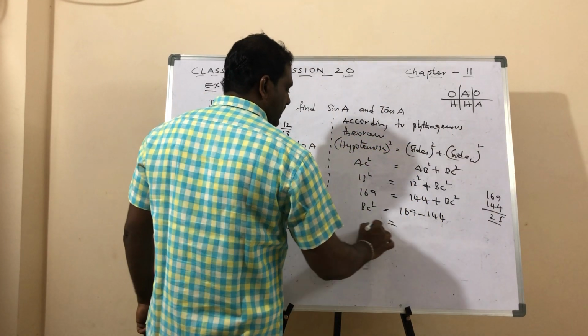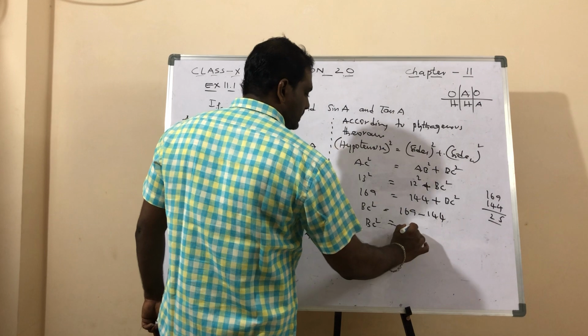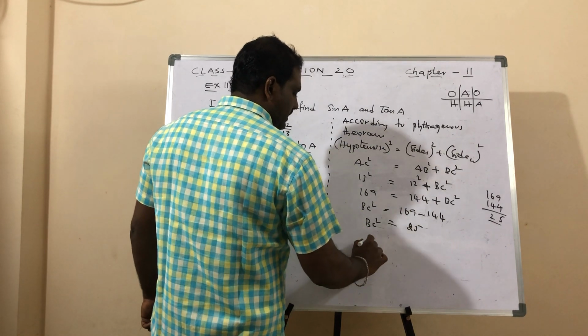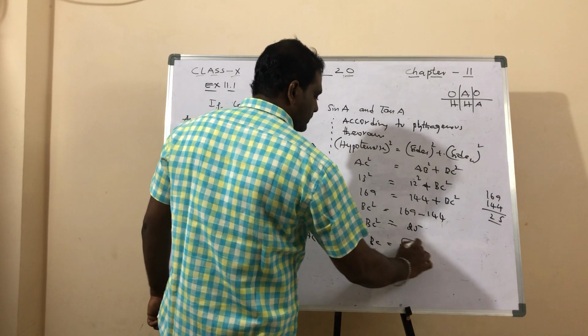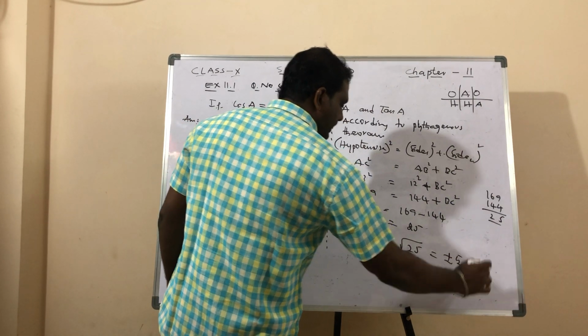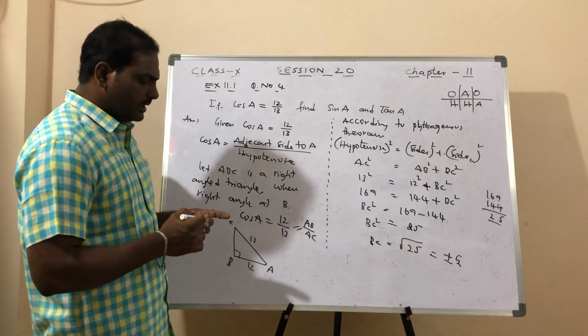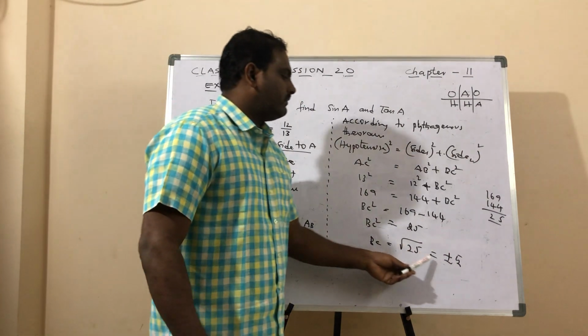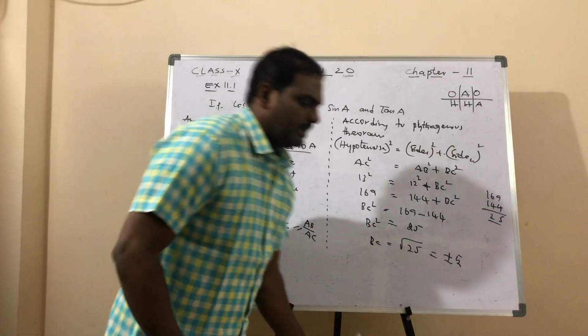So BC square is equals to 25. So I want BC, that is equals to square root of 25. It is plus or minus 5. Whenever you are taking off the square root, don't forget to write plus or minus 5.